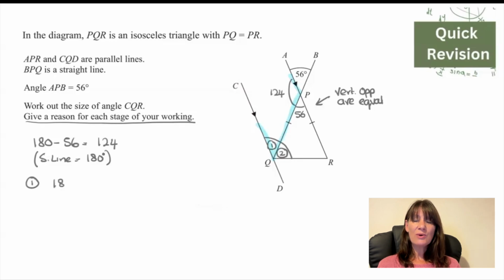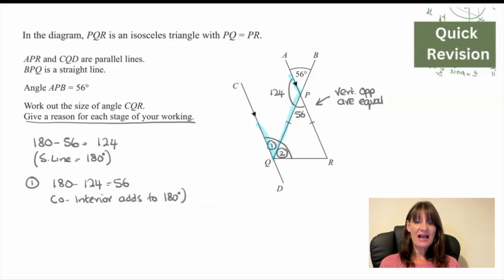This is a co-interior angle, and co-interior angles add up to 180. So if I do 180 take away 124, I'll get 56. But that means that angle 1 is 56 due to co-interior angles.